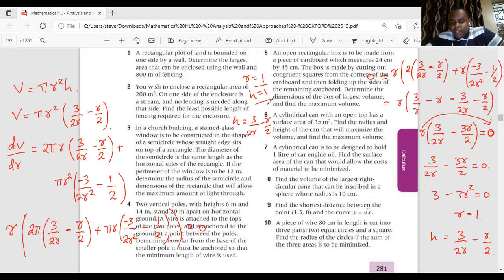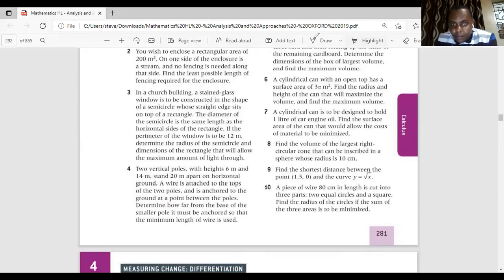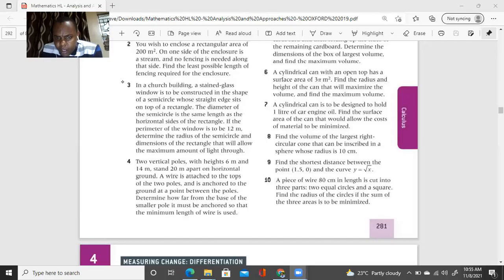So which one should we next attempt? The next one, can we look at number 10? Number 10. Okay. A piece of wire 80 centimeters in length is cut into 3 parts, 2 equal circles and a square. Find the radius of the circles if the sum of the 3 areas is to be maximized.